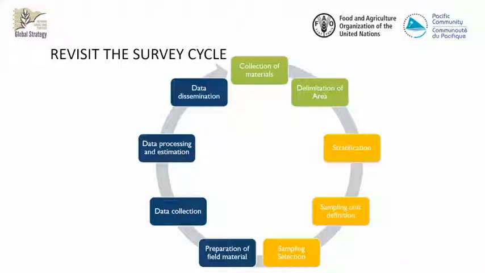So let's revisit the survey cycle. Lewis brought this up on the first day, right? So this is kind of a general workflow of how a statistical activity is usually carried out. First, we start with the collection of materials, all the preparation materials that are required to carry out a survey. Then, as we've been doing over the last 2 days, we look at the delimitation of the area to build our frame. A frame can be a list frame or an area frame. And we'll talk a little bit more about that today.